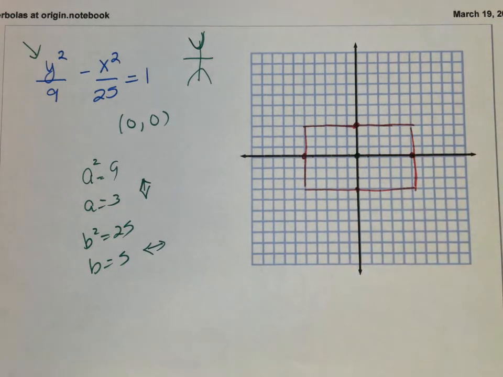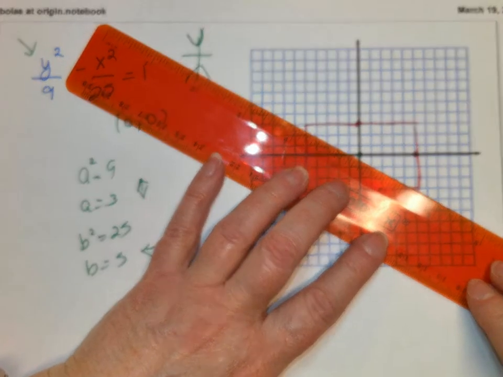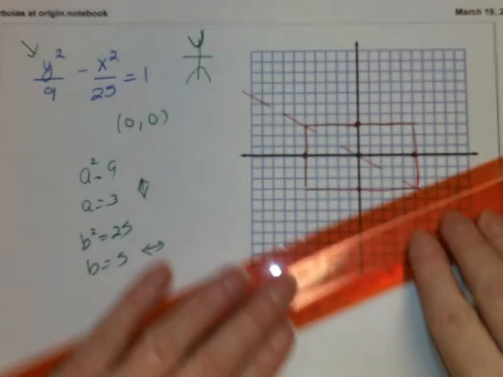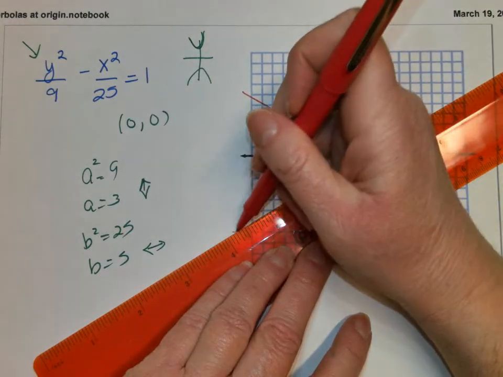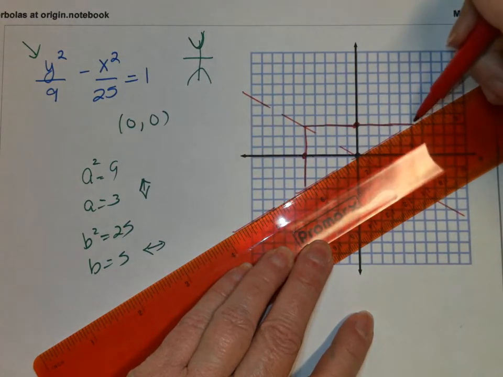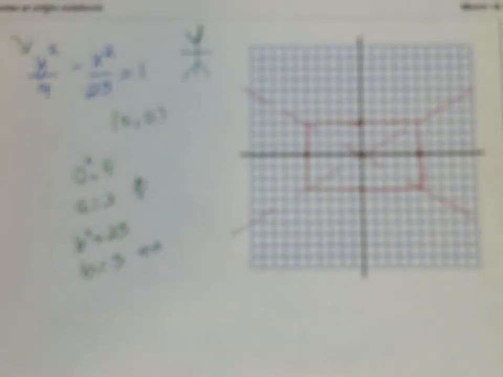All right, then I'm going to grab my ruler. I'm going to go corner to corner, and I'm going to draw my asymptotes. I draw them kind of dotted. Okay, there are my asymptotes.